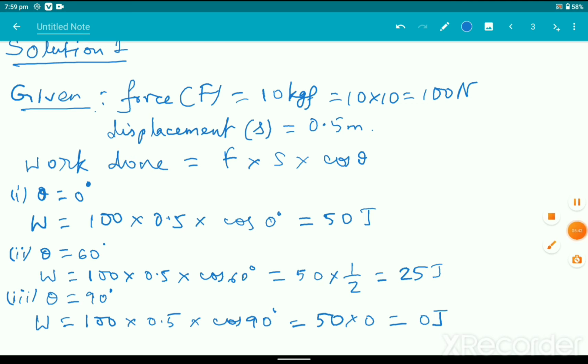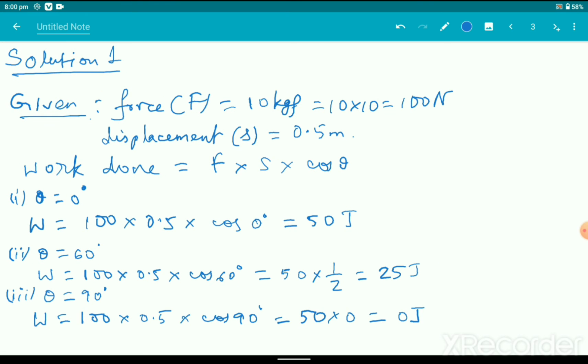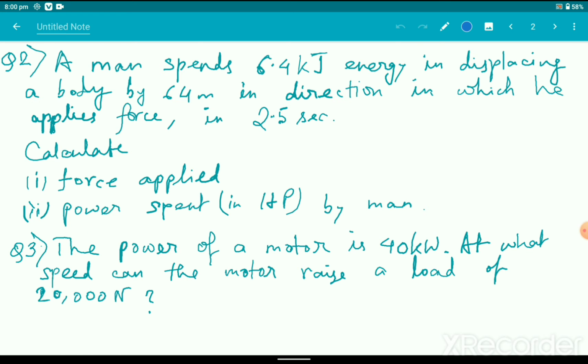Okay, so let us now move on to the next solution. What does our next question say? So this is solution number 1. I think the problem is clear. If you have any doubt or query, you can obviously ask in the comment section. We'll be happy to solve your problem. Now let us see what question number 2 says.